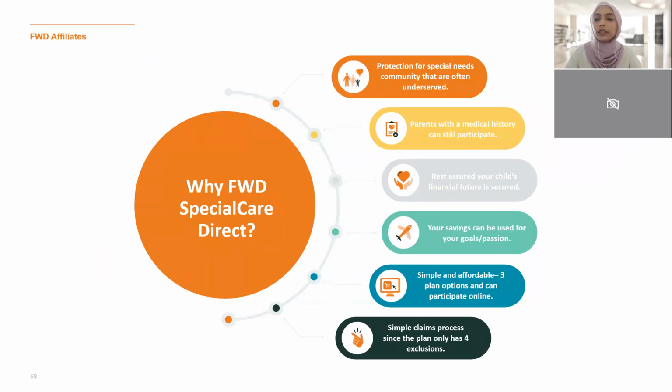Okay, so what makes FWD Special Care Direct so special? It is a protection plan made for the special needs community. The reason why we created this is because a lot of times, children or individuals within the special needs community are underserved. They often face a hard time getting a protection plan for themselves when they go through the underwriting process. And if you are a parent of a child with special needs and you also have an existing medical history, no worries, you can still participate. We do not exclude for that.